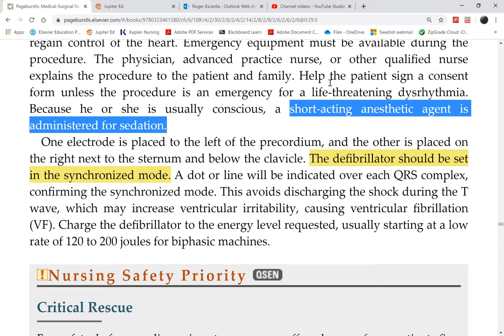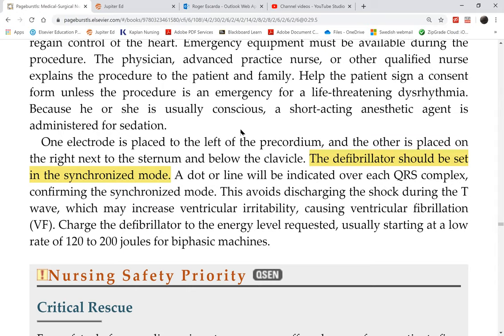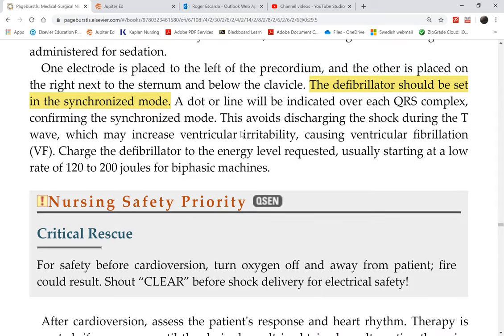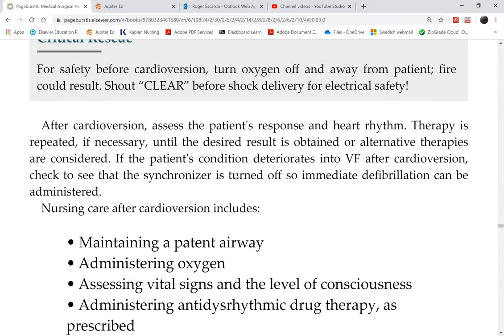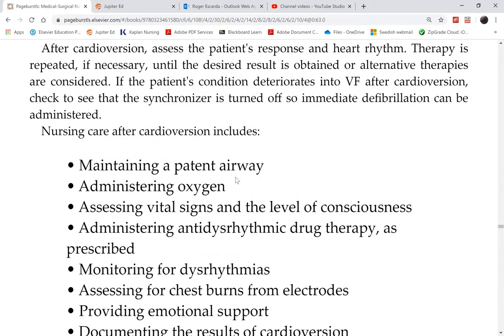So, of course, the patient needs consent because it's a scary procedure. Plus, there's always the risk of life threatening dysrhythmia side effects here. So after they sign consent, they'll be given a short anesthetic agent just for sedation, so that it's relatively comfortable rather than you being awake and really scared. But regardless if it's defibrillation or cardioversion, what do you need to shout before you press that button? Clear. Everybody is safe. All right, so that's all what cardioversion is.